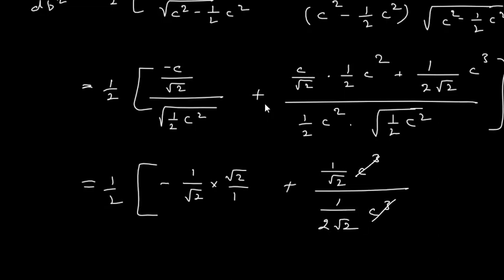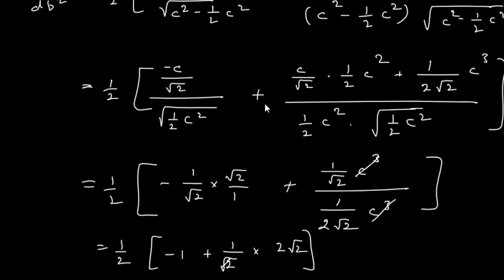Now this c cube will cancel, and here I have 1 upon 2, here we have minus 1 plus this is 1 upon root 2 into this is 2 root 2. So this root 2 and root 2 is cancelled, and we have minus 1 plus 2. So this is half, and here we have minus 1 plus 2. This gives me half into plus 1.